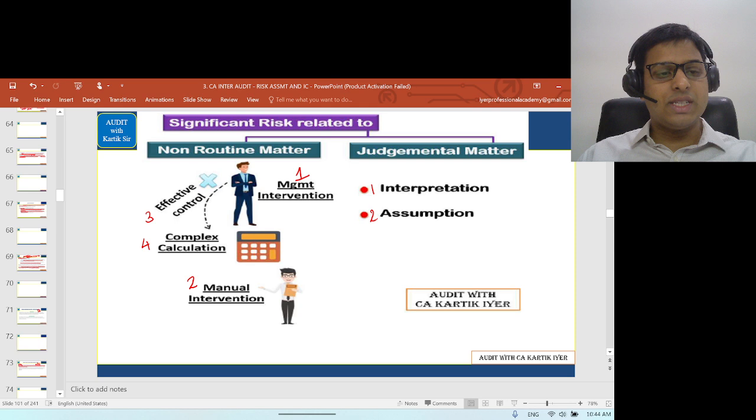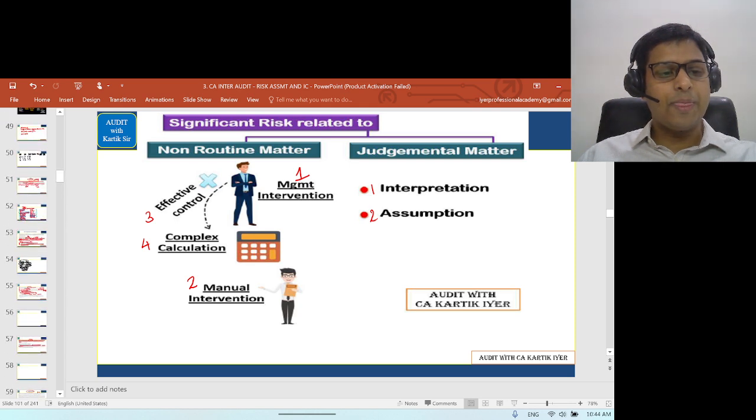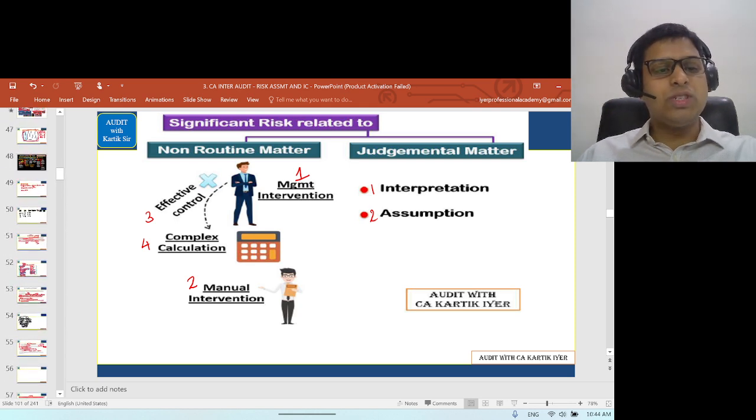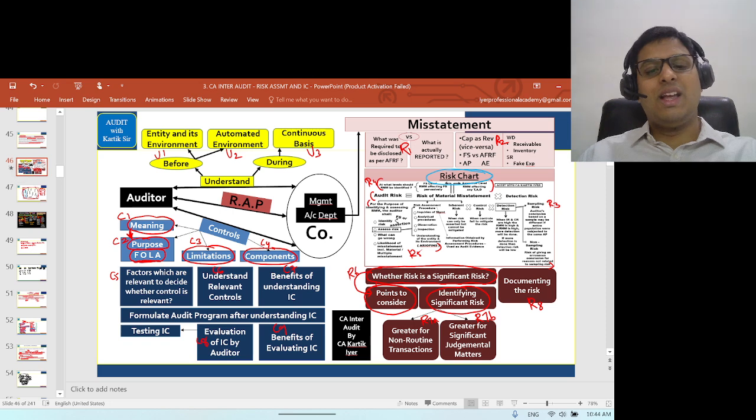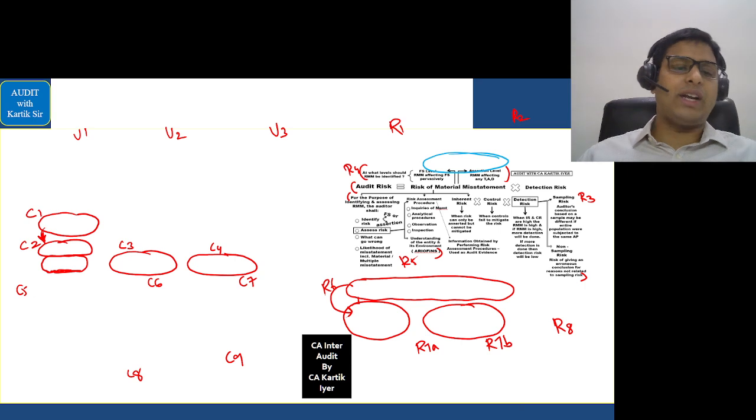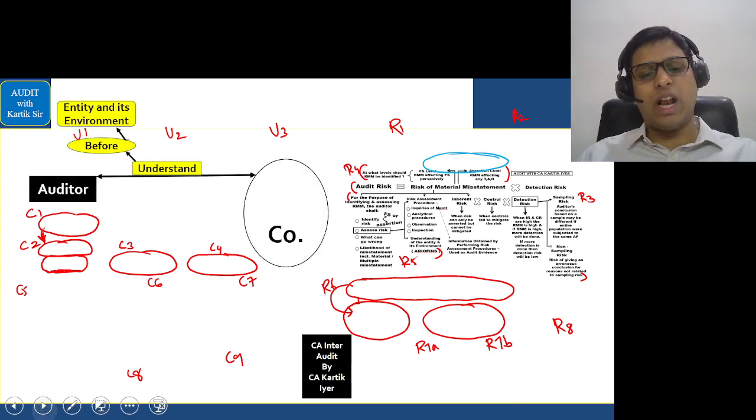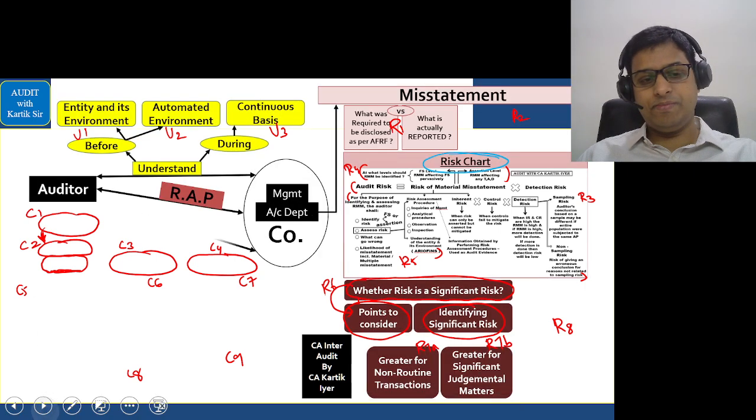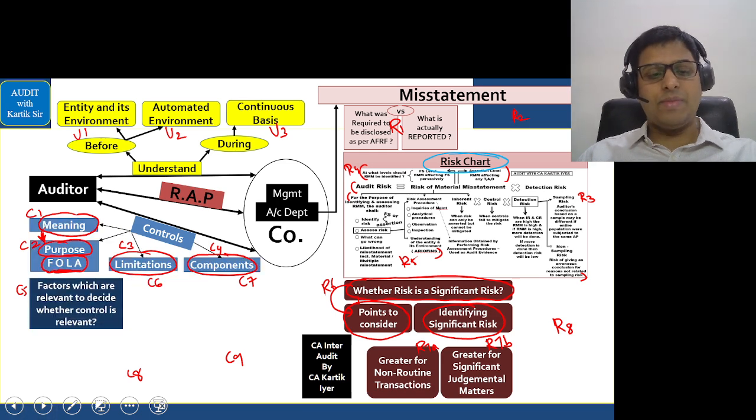Let's go further. Sometimes you lose track of this. Okay, so you can see on the left-hand side in blue the factors which are relevant to decide whether a control is relevant or not. We just saw the answer.